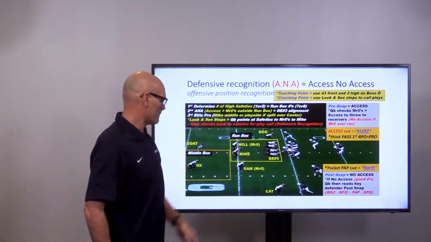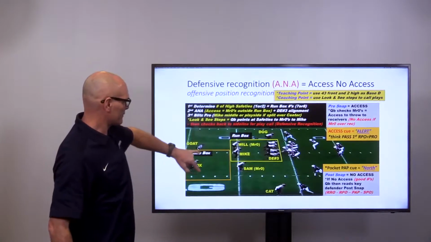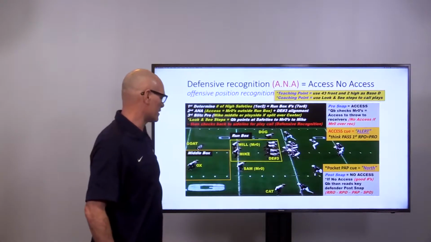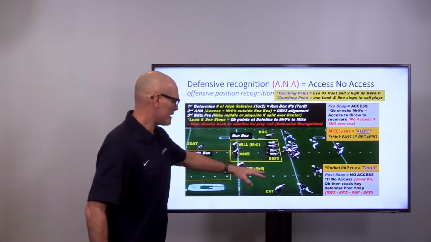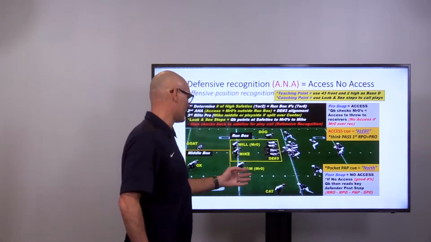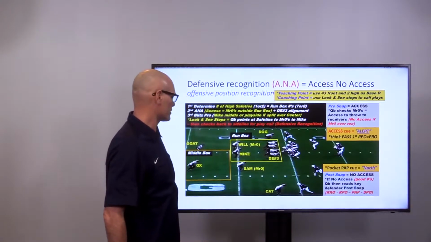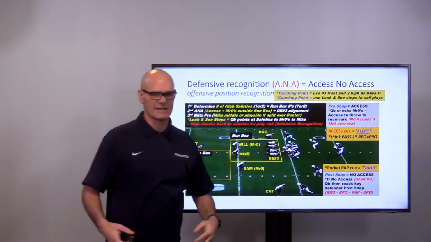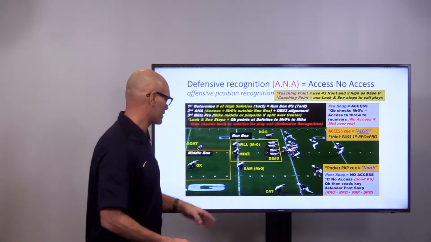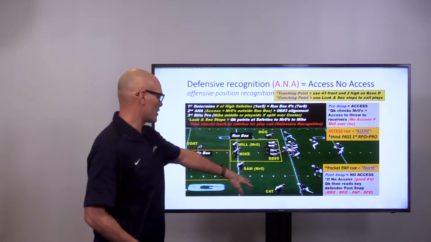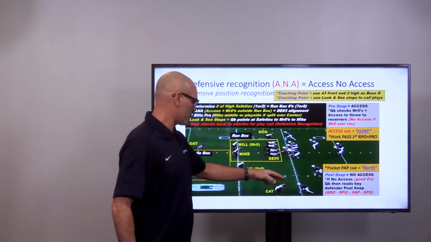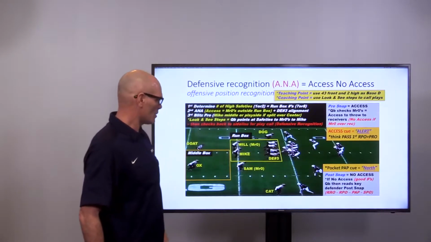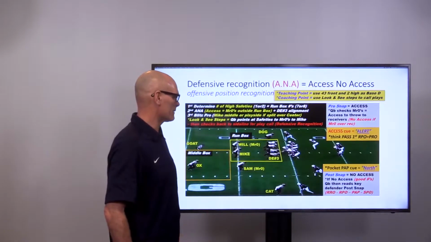What we're looking for mostly is when we have 2 high safeties, we know the most they can have is 7 in the box. Then we want to check these Mr. Zeros, and we say, do we have access to throw the ball by alignment to our wide receivers, or do we not have access? And that's the ANA, access, no access. So access for us means we can throw, because we're thinking throw first. No access means that they're out of the box, and now we should have good numbers for our run game.